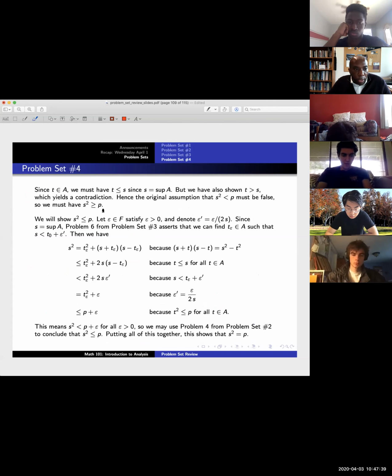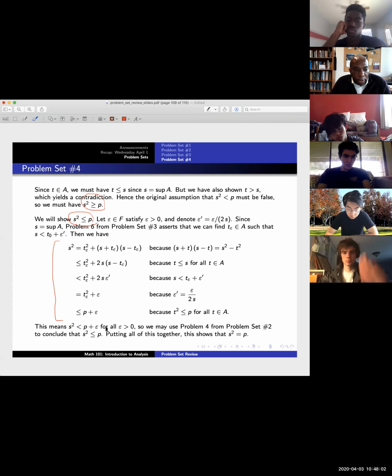So now we know that s squared is greater than or equal to p. And so it's not too hard to show that s squared is less than or equal to p. This was also done in class. I think that there might have been some questions about exactly what was going on. Here's maybe a slightly more rigorous proof, but this was almost word for word what was done in class.